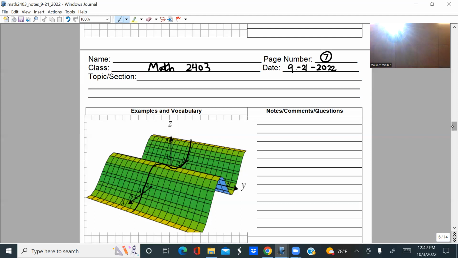So, another example. It's almost impossible to draw by hand, so I'm going to use a machine to graph it perfectly. Of course, when you make the graph, you understand it.